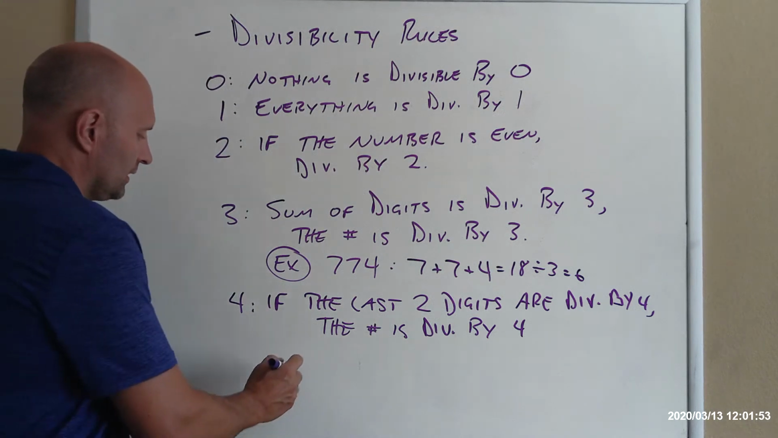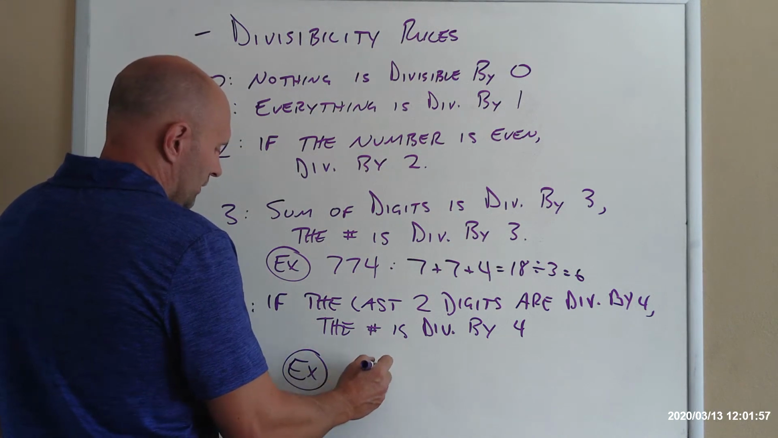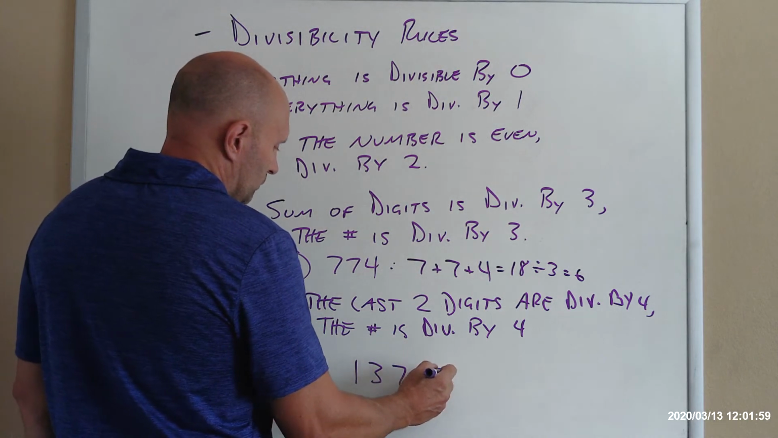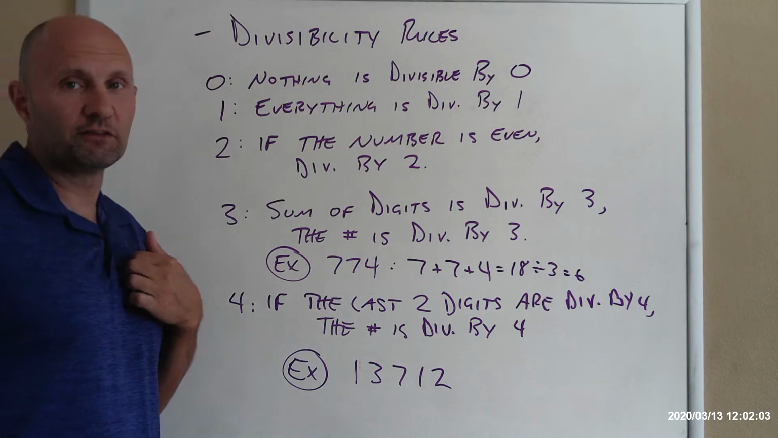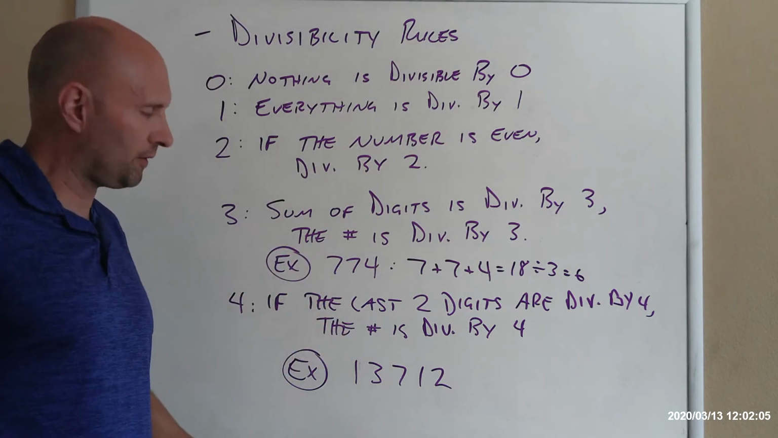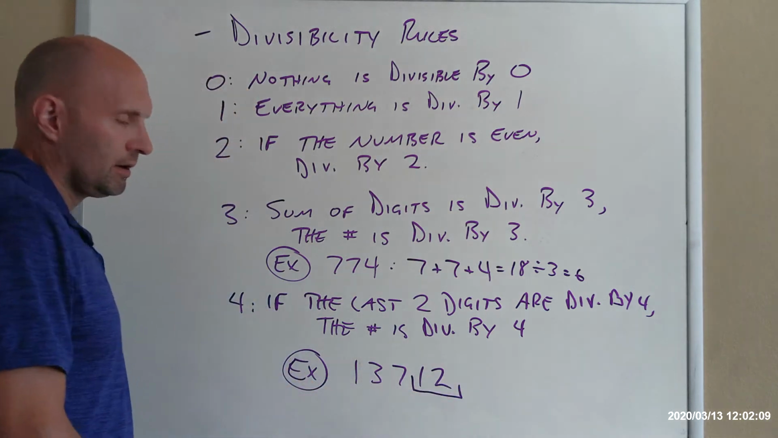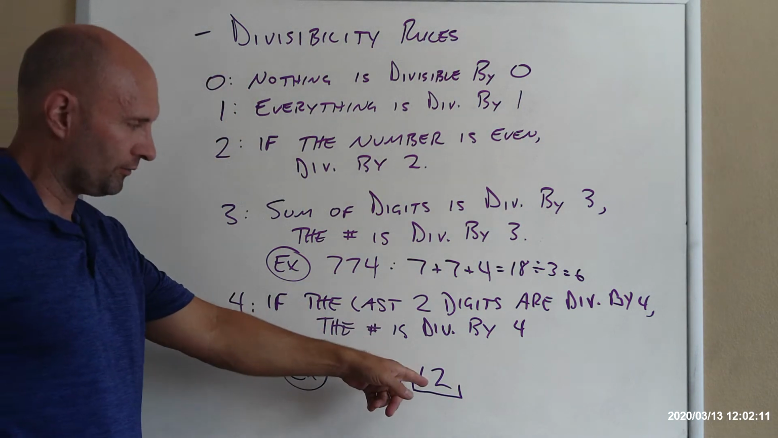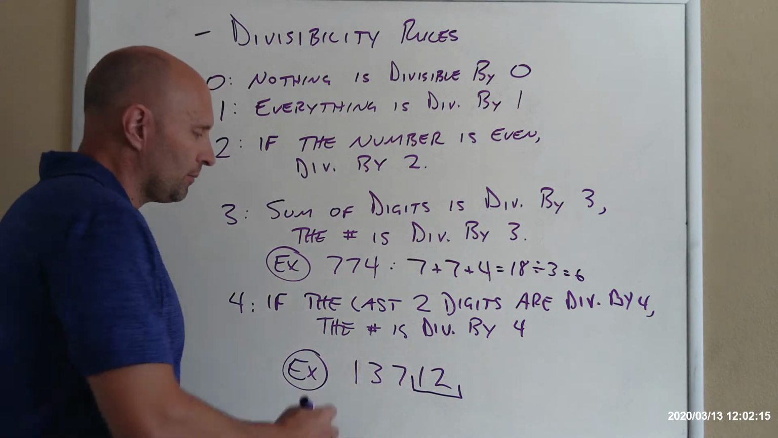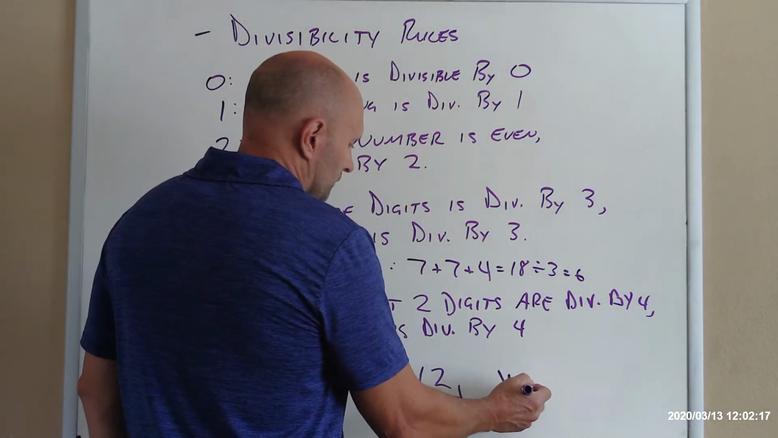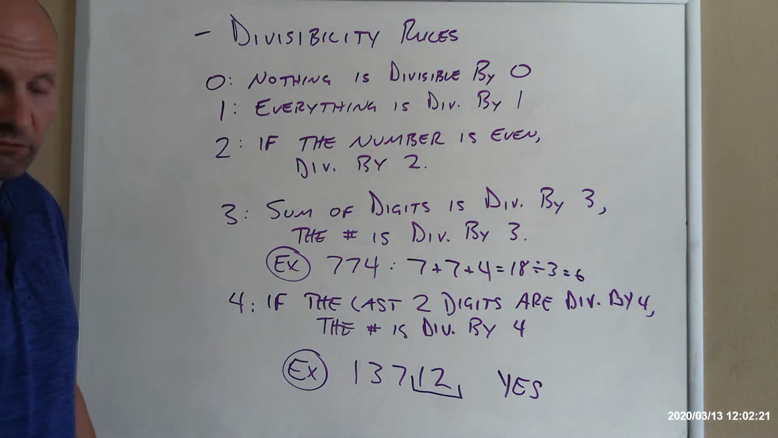So let's look at an example for this. Let's say I have the number 13712. And I want to know, okay, can I divide this by 4? Well, instead of doing all the calculations, just look at the last 2 numbers. 12. Is 12 divisible by 4? Yes, it is. Therefore, this entire number is divisible by 4 because the last 2 digits are divisible by 4.